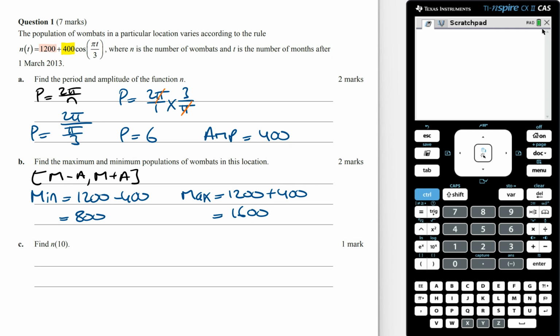Part C. Find n of 10. To find n of 10, we can use the calculator. First, we'll need to define the function. And so, using the calculator, it's going to be best to define this as n of x, as we need to sketch its graph later on. And now to work out n of 10, this is equal to 1000.